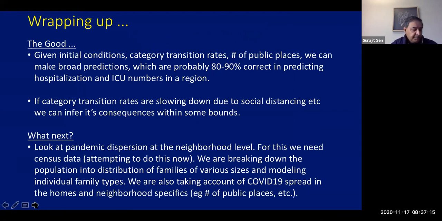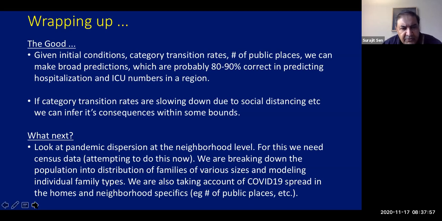So, wrapping up, what's good? Well, given the initial conditions and the category transition rates, both of which may be inferred from data, and perhaps data combined with trial and error, we have genetic algorithms and so on that we can try. A number of public places can be known. We can make broad predictions, which are probably 80 to 90% correct in predicting hospitalization and ICU numbers in a region. So that's the good news, if we are trying to be optimistic.